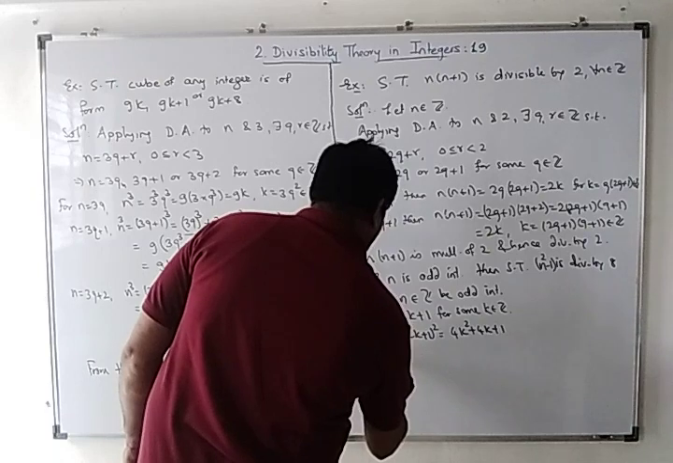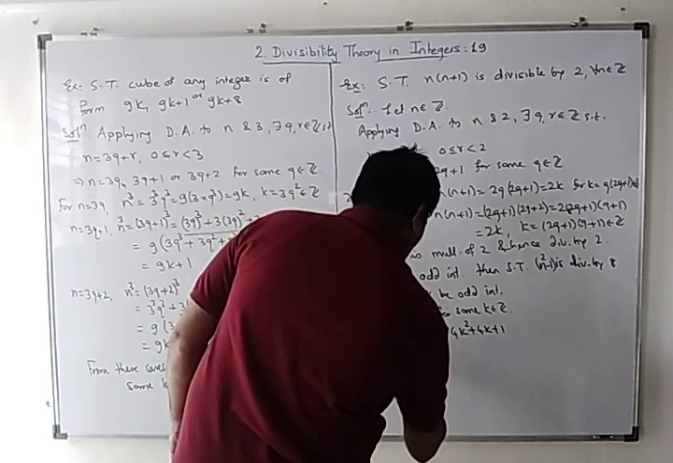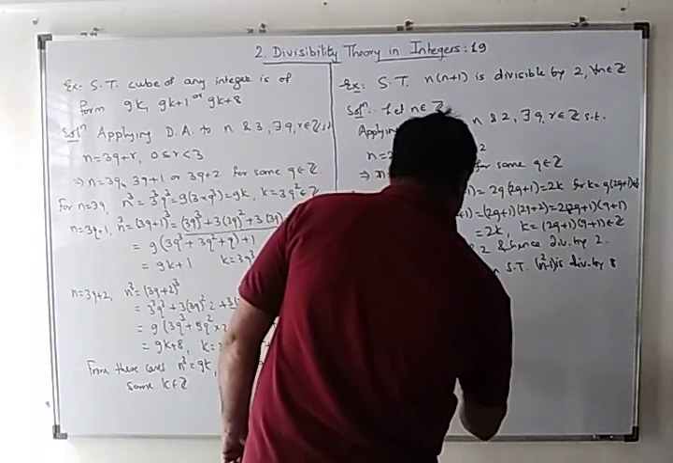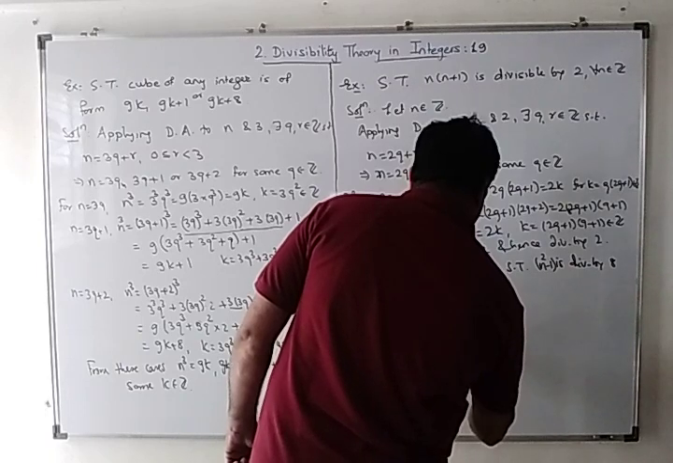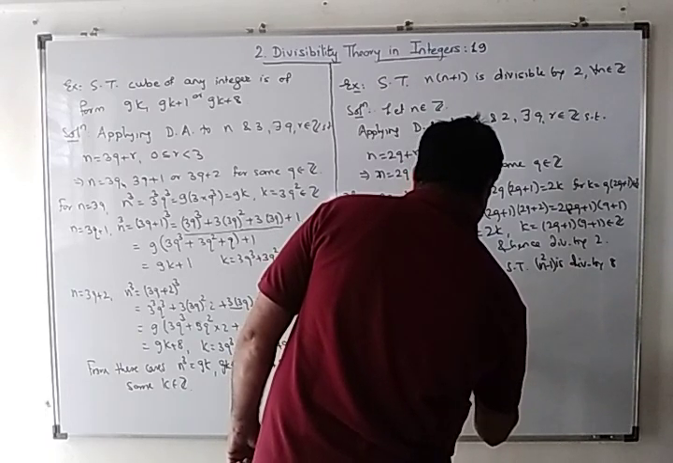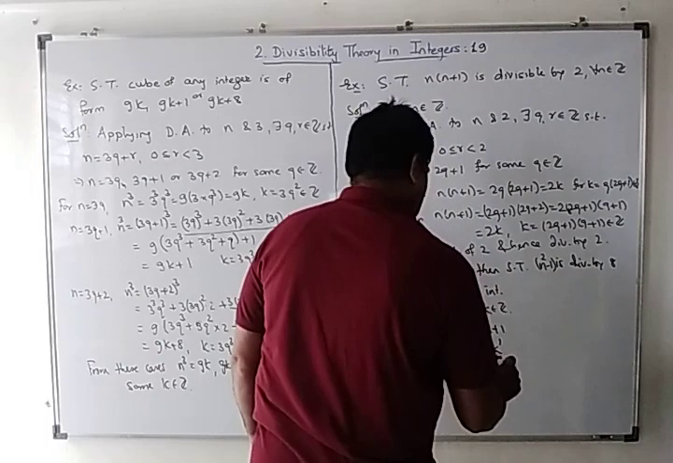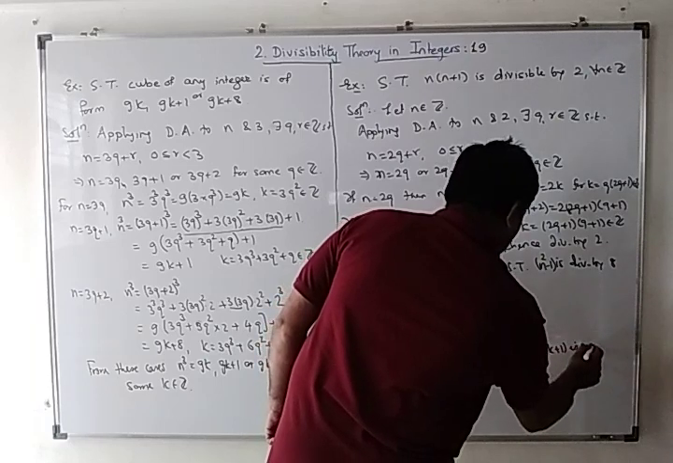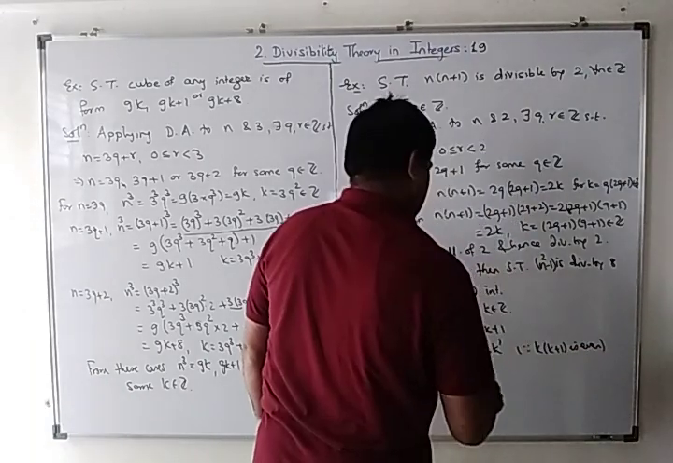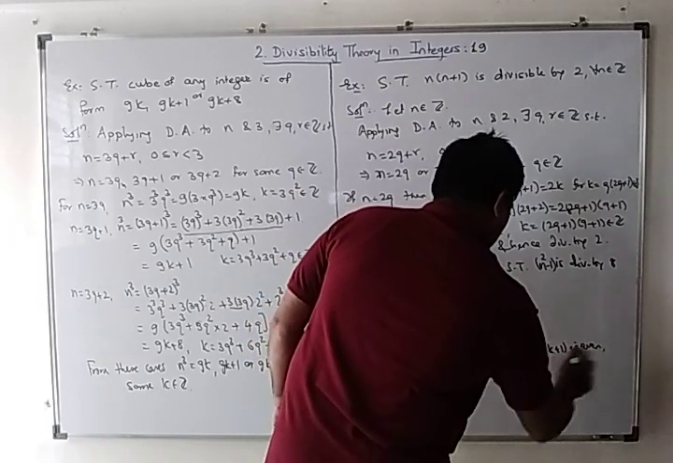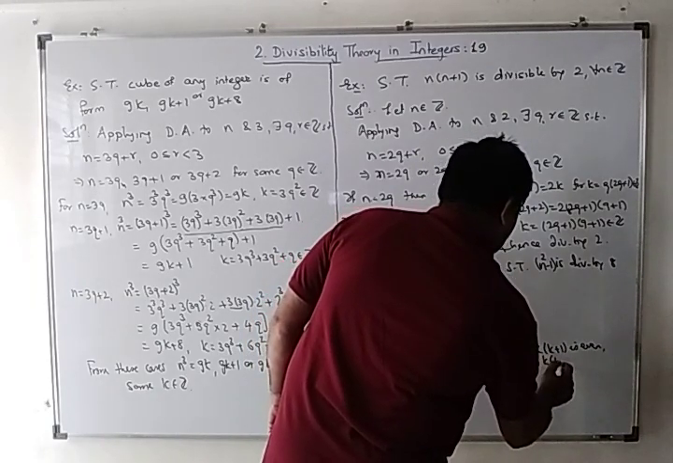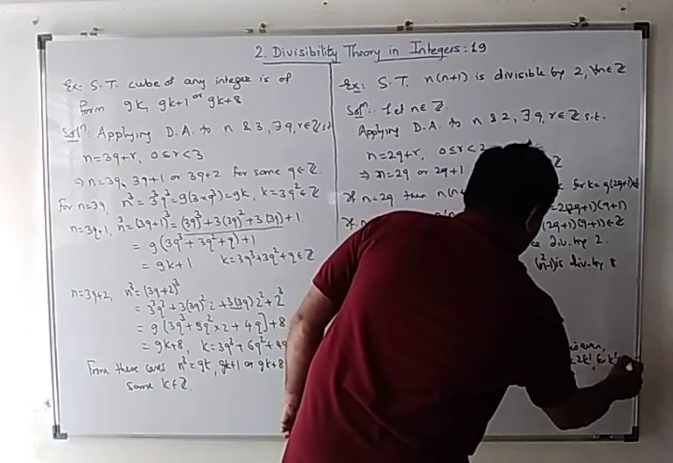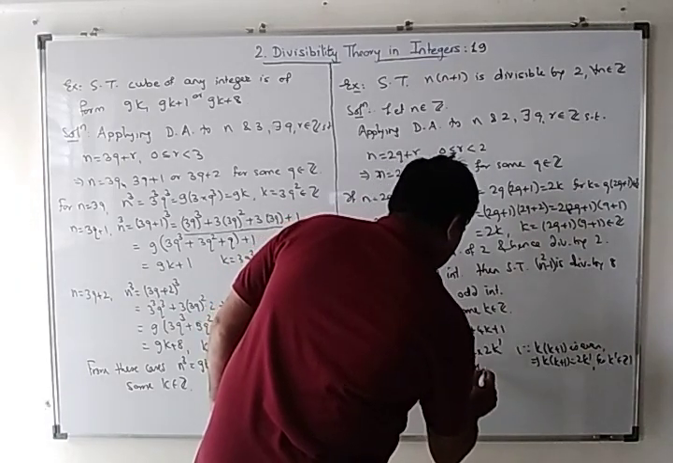Therefore, n square minus 1 is equal to 4 into k into k plus 1, which is equal to 4 into 2 times k dash, since k into k plus 1 is even. This implies k into k plus 1 is equal to 2k dash for k dash belongs to Z, and which is nothing but 8 times k dash.